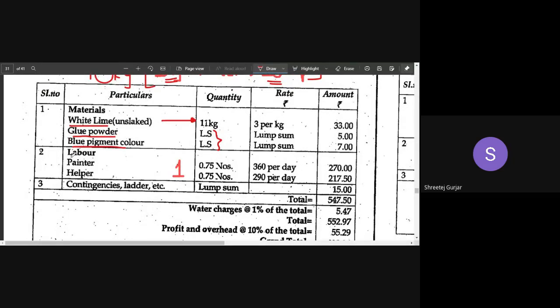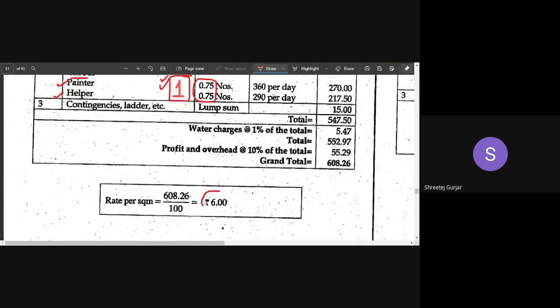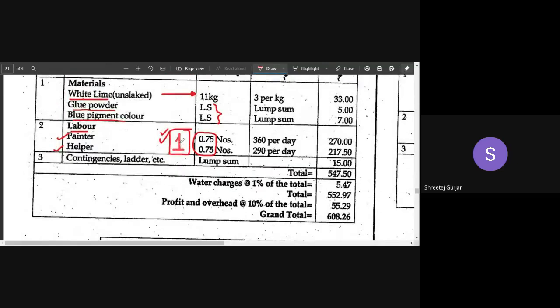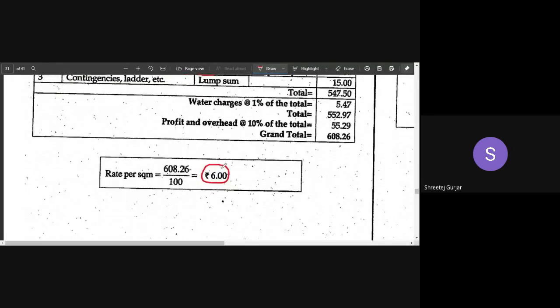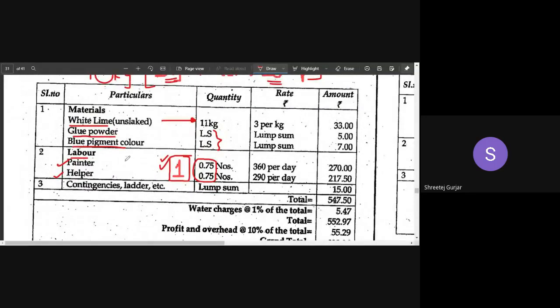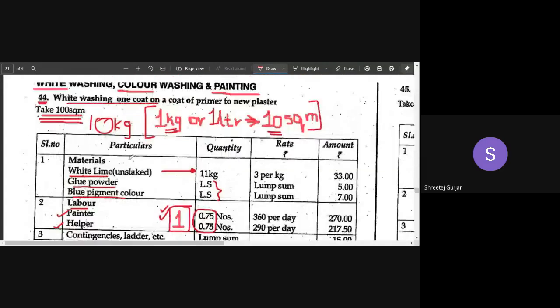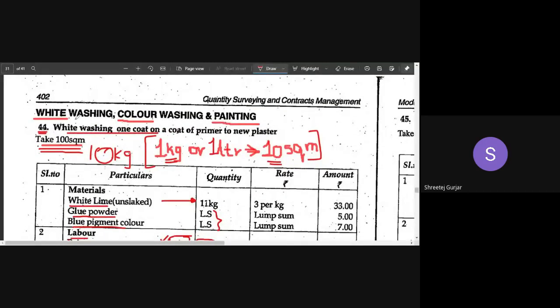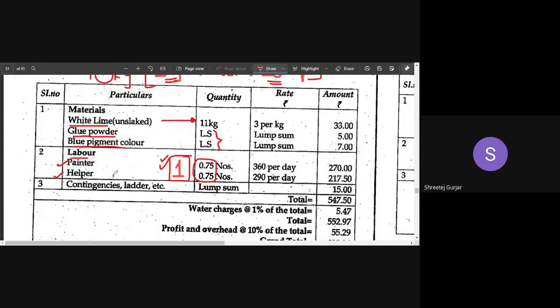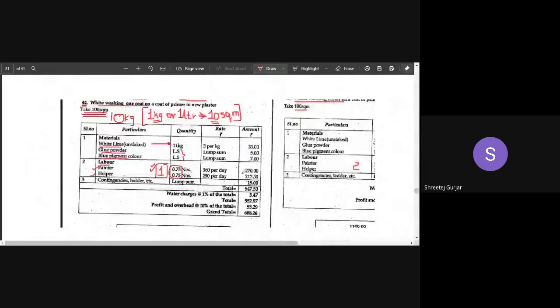In the labor section, we need a painter and one helper. We can keep it as 1, or if you recall exactly, you can keep it as 0.75. You can keep it as 1, no problem. Your analysis will increase by a certain value, it might go to 7 or 8. Your answer is not wrong, but it should be approximately in this range. So we need one helper and one painter for 100 square meters of whitewashing. This is how you can do it for whitewashing.